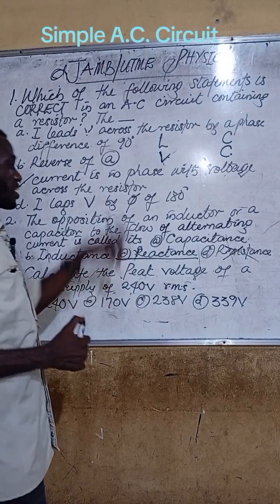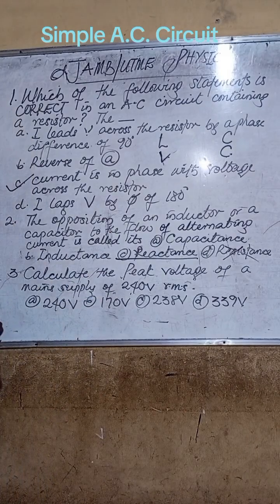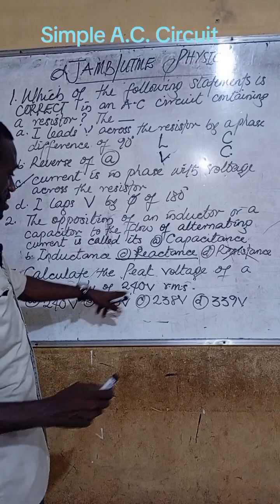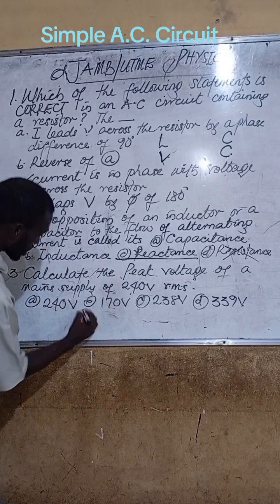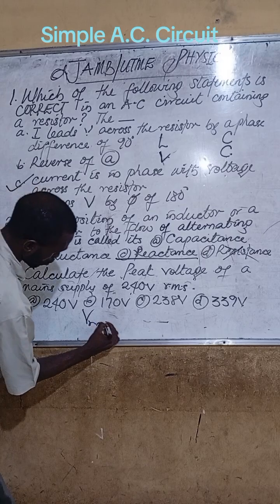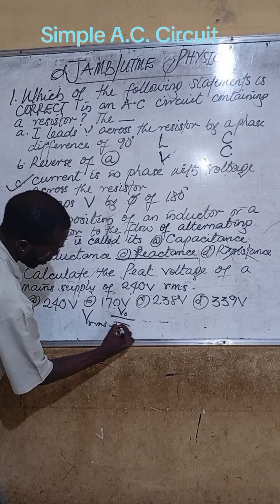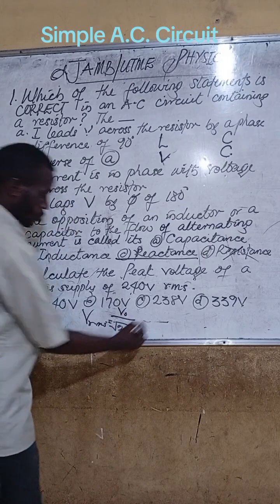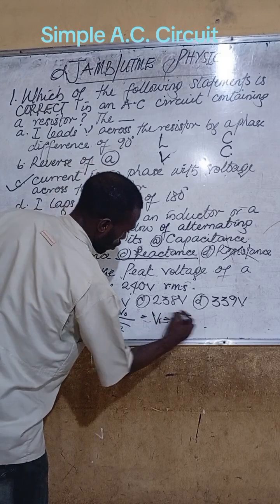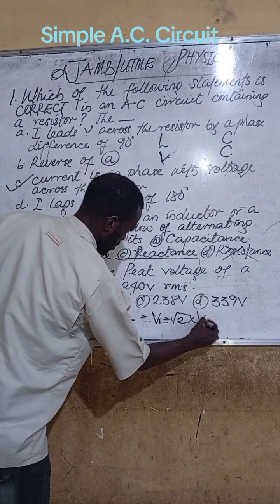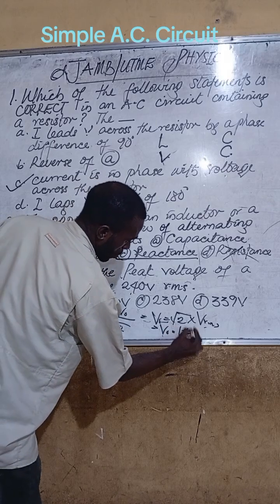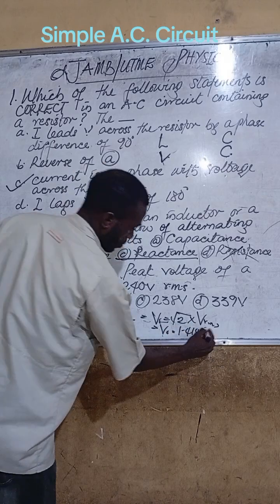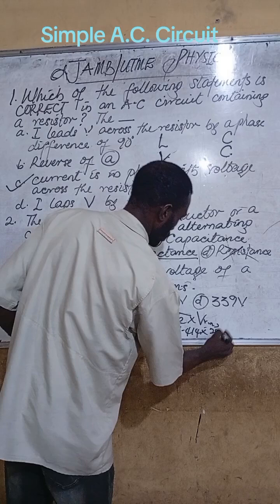Then the last one says calculate the peak value of the mains supply of 240 volts RMS. This is a formula we basically use: V_RMS is equal to the peak value over square root of 2. We're looking for the peak value. It means that peak value is equal to root 2 times V_RMS. So V naught will be equal to root 2, which is about 1.414, times 240 volts.